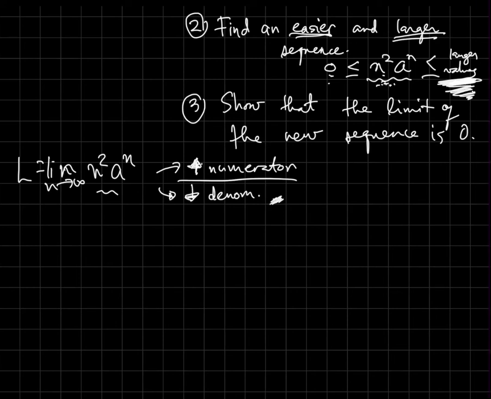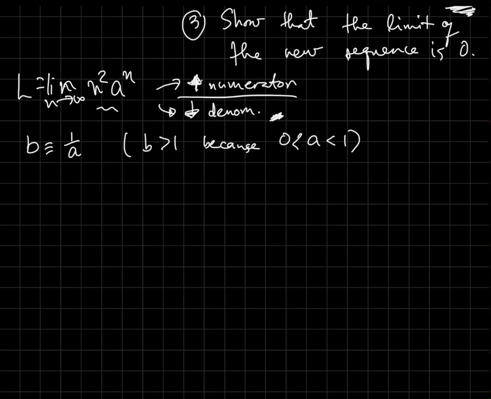And so the first step is to actually give a denominator here. And we do that by redefining a new number b, which we define to be the reciprocal of a. And we know that b must be greater than 1 because a is less than 1. So we know that b is greater than 1. And so now we can write the limit in terms of b.